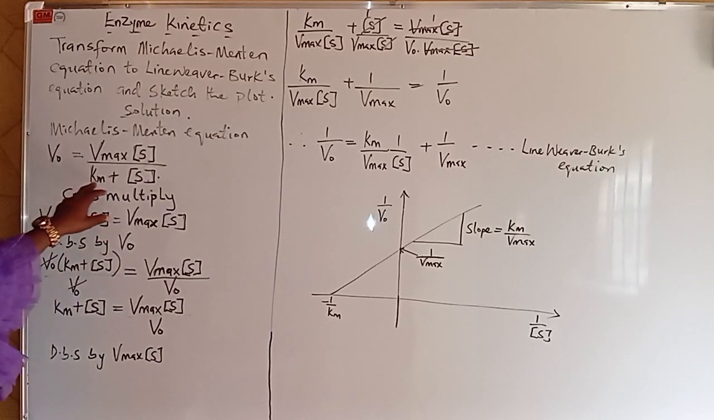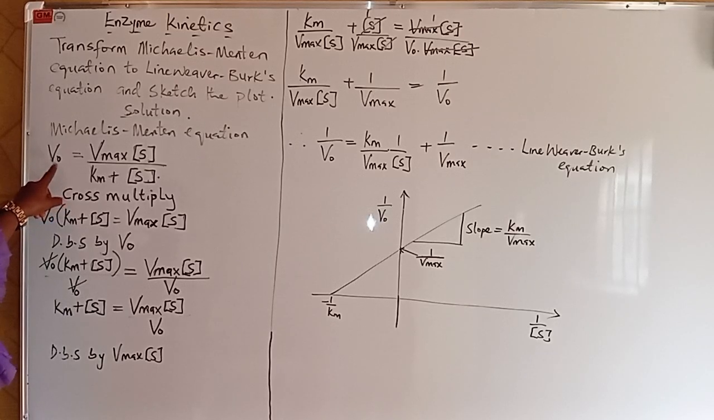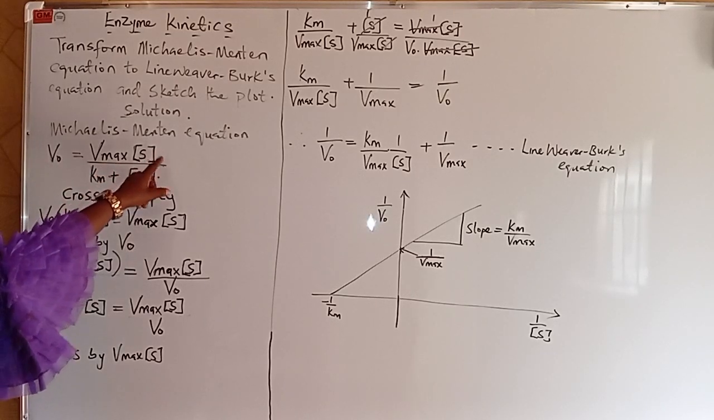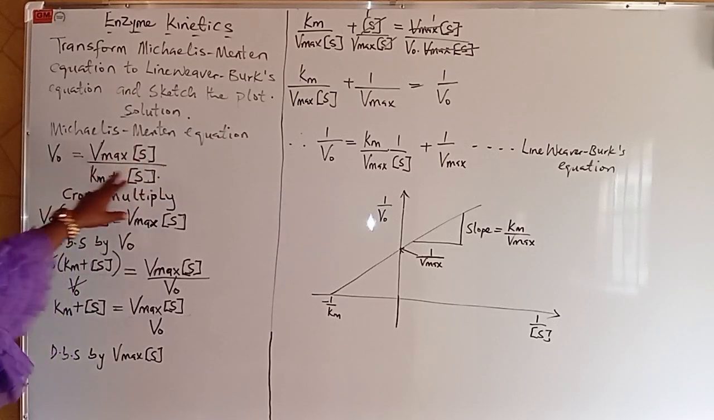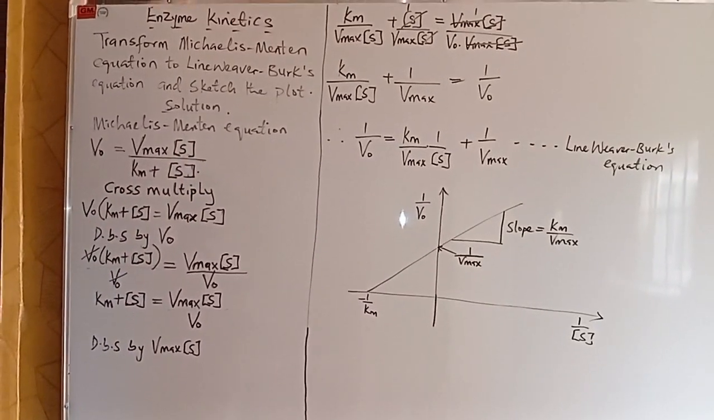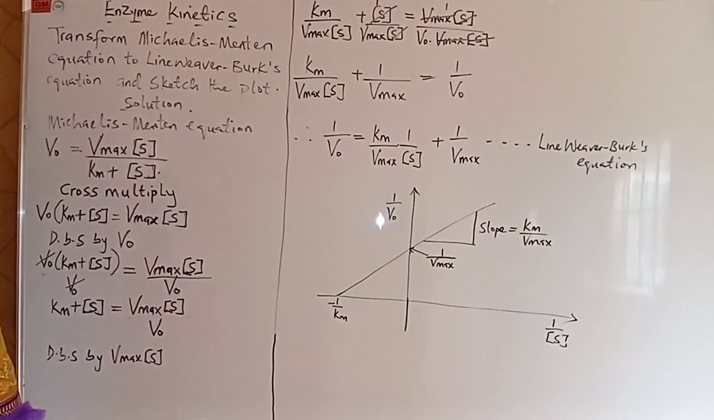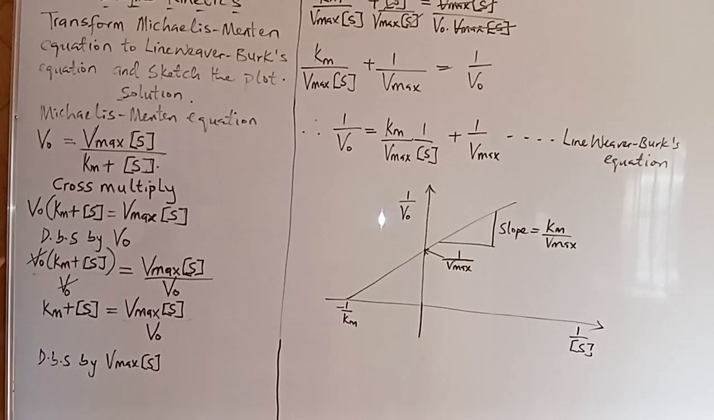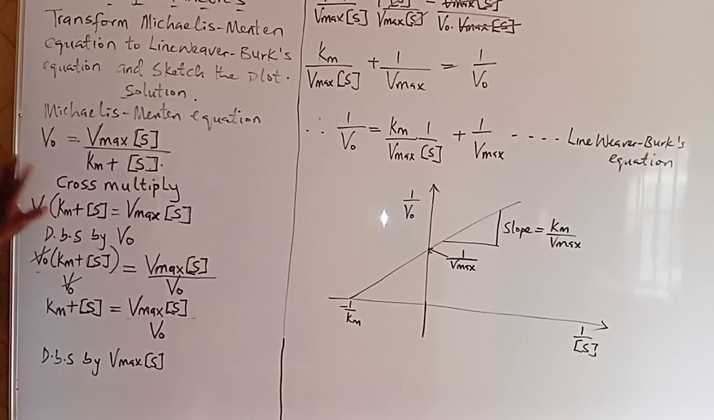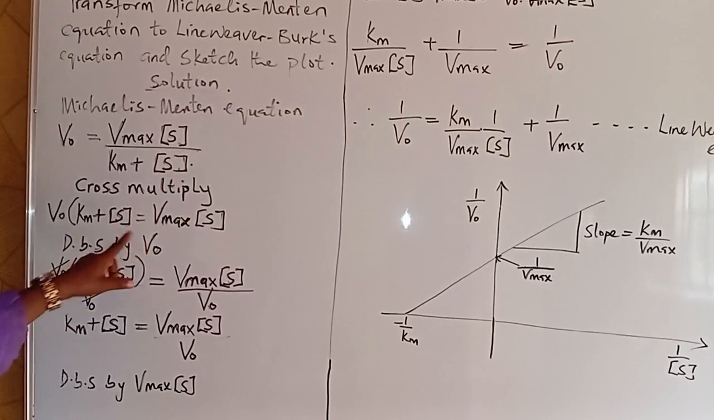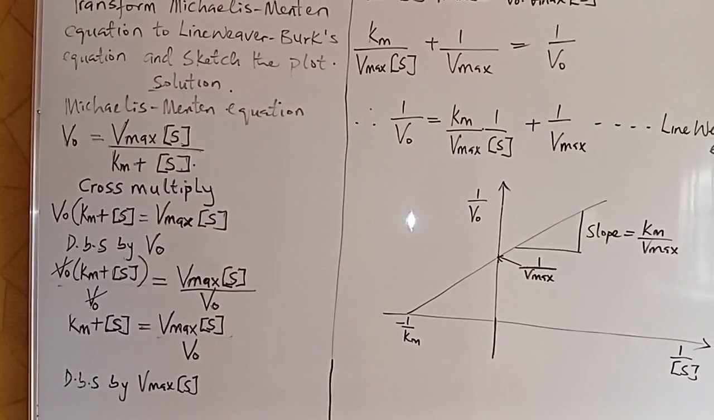From our last class, we saw the derivation of the Michaelis-Menten equation: V0, which is the initial velocity, is equal to maximum velocity times substrate concentration divided by Km plus substrate concentration. Remember, Km is the substrate concentration at half maximum velocity. Now, the first step is to cross multiply. So we have V0 multiplying everything here equal to Vmax S.